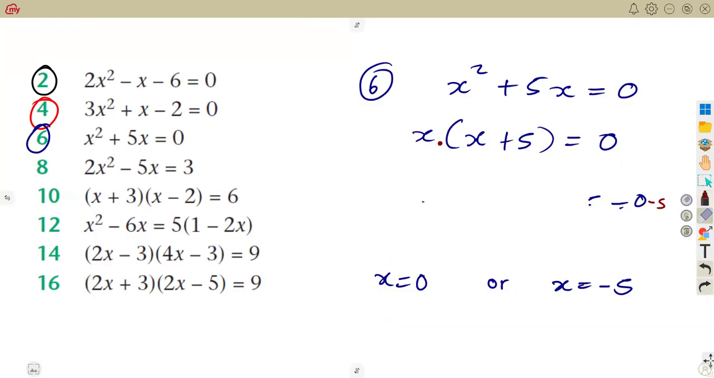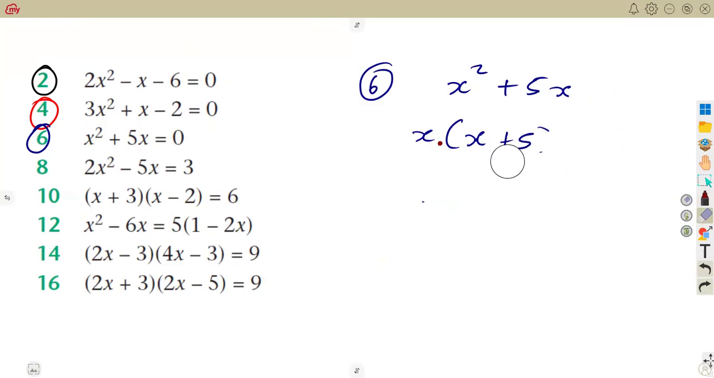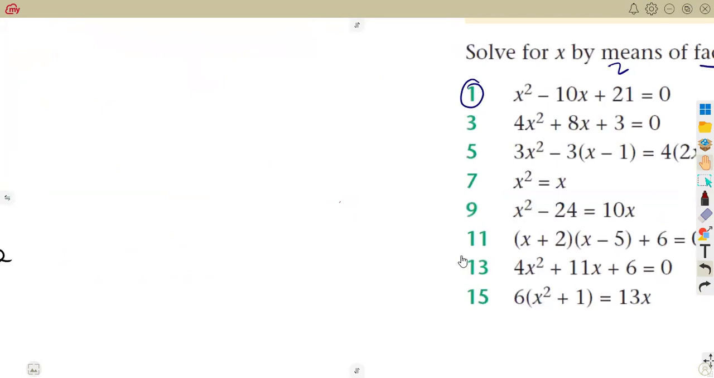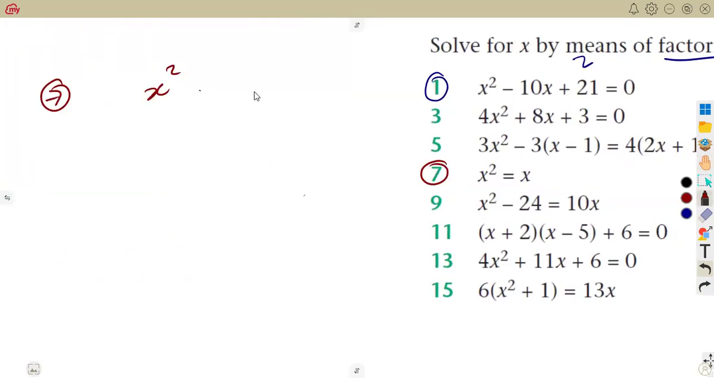So like I said, this type of question is just the basics of your factorization from grade 8, grade 9, grade 10. You had that on question number 7. These are just basics that you can use. X squared is equal to x. Never be tempted to divide by x. Take this x to the other side. Remember, one side must be equal to 0.